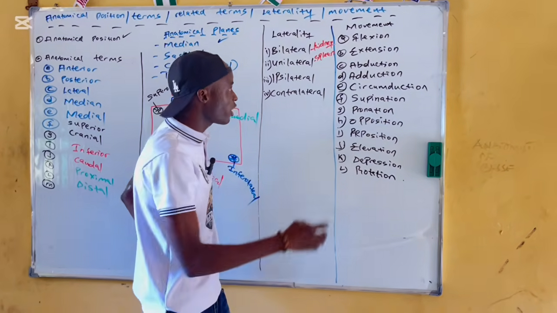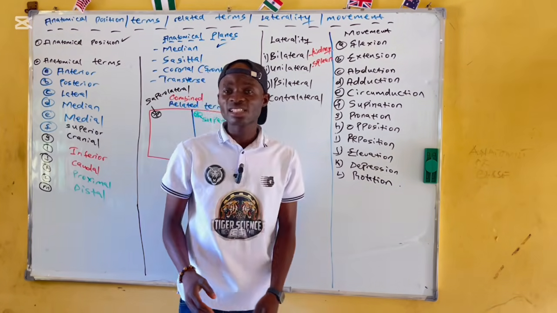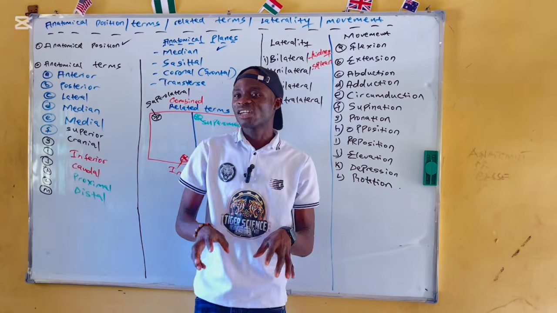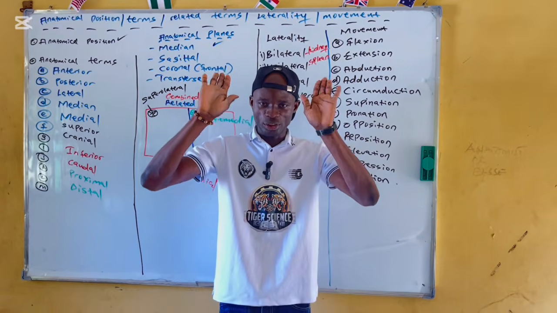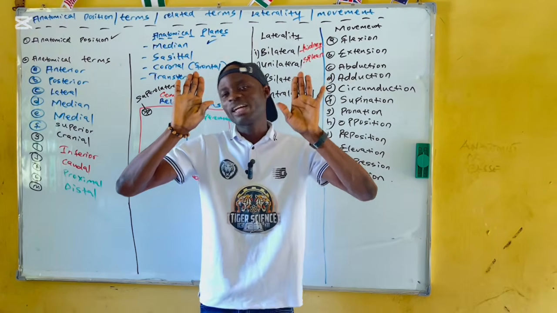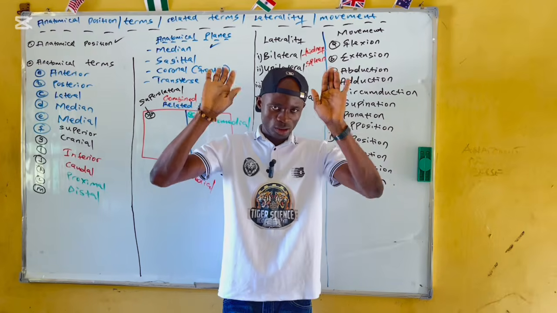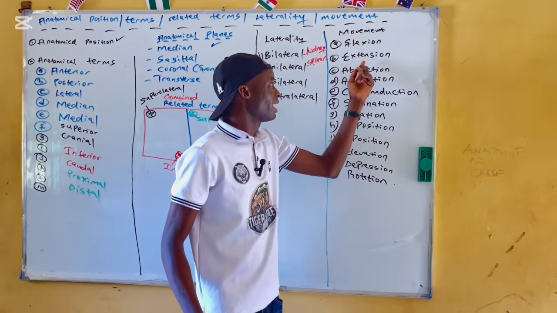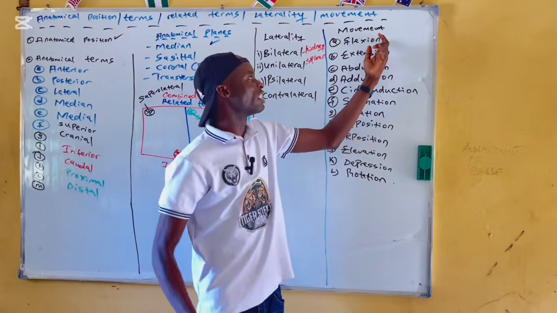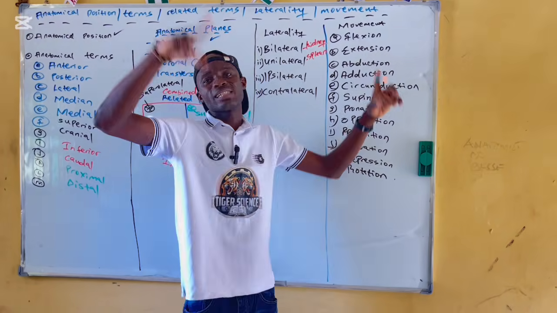The first one is flexion. Flexion simply means you are decreasing the angle of an object. Like this is the flexion of my hand. This is extension. Extension means straightening. Flexion means bending. How to catch that? Flexion, bending; extension, straightening. Flexion decreases the angle between bones, extension increases the angle between bones.